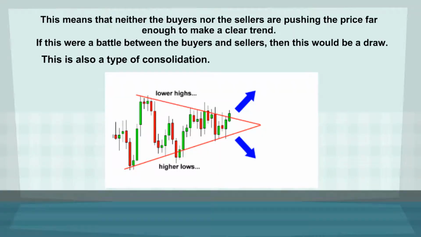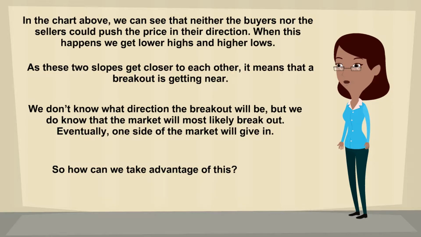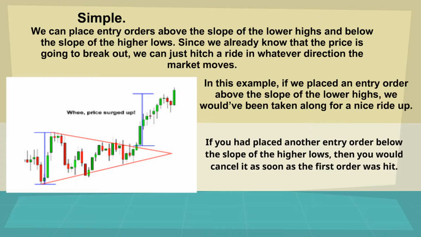In the chart above, we can see that neither the buyers nor the sellers could push the price in their direction. When this happens, we get lower highs and higher lows. As these two slopes get closer to each other, it means that a breakout is getting near. We don't know what direction the breakout will be, but we do know that the market will most likely break out. Eventually, one side of the market will give in. So how can we take advantage of this? Simple. We can place entry orders above the slope of the lower highs and below the slope of the higher lows.